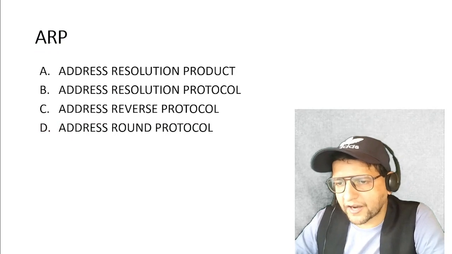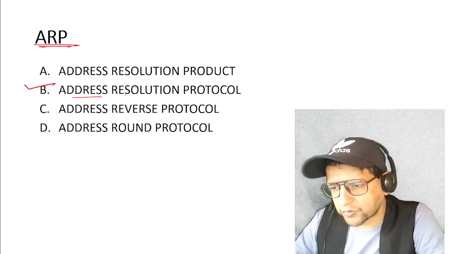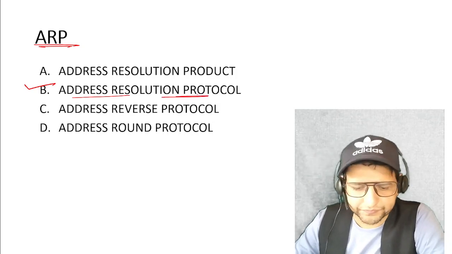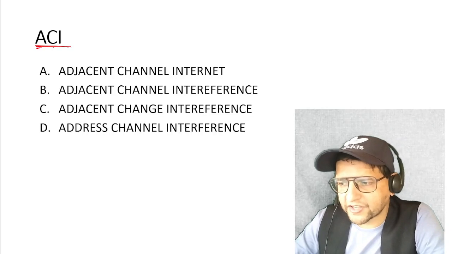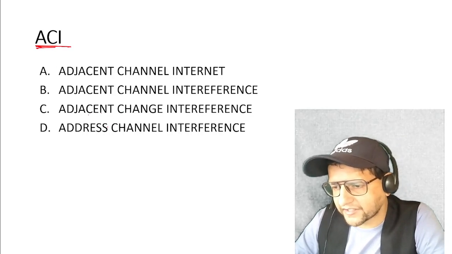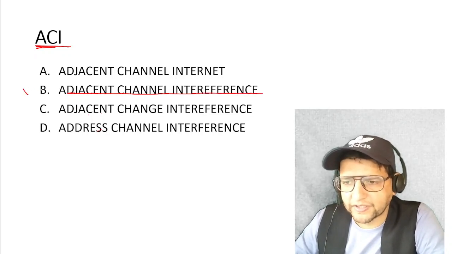ARP is your address resolution protocol. Address resolution protocol, so this is the right answer. ACI is your adjacent channel interference. Adjacent channel interference, so this one looks right. Adjacent channel interference, so that is your ACI.